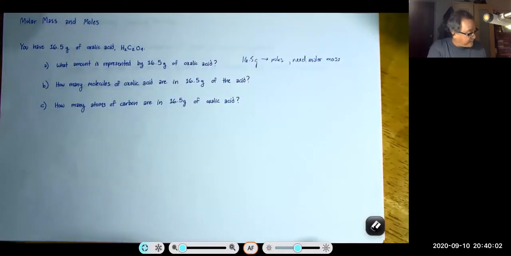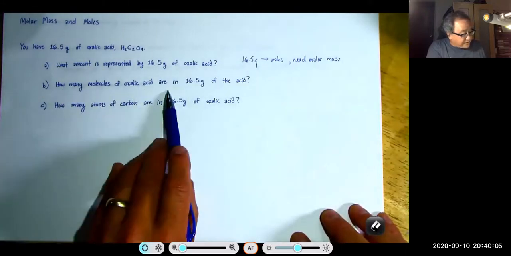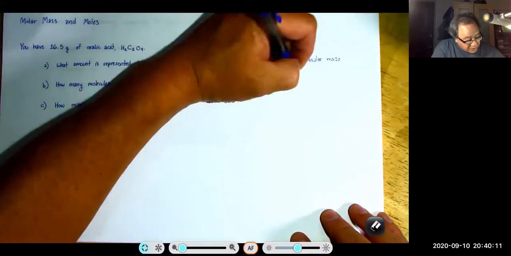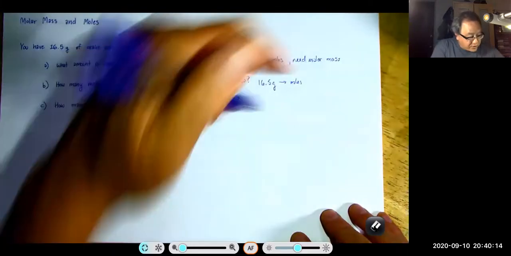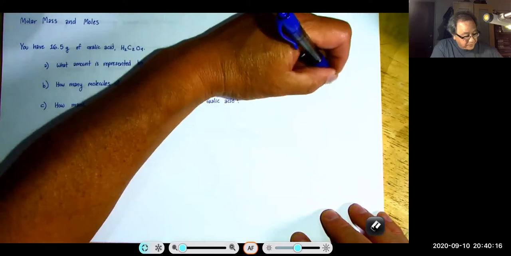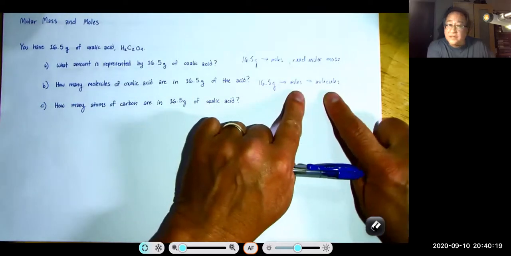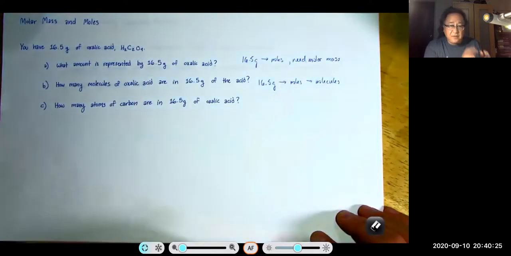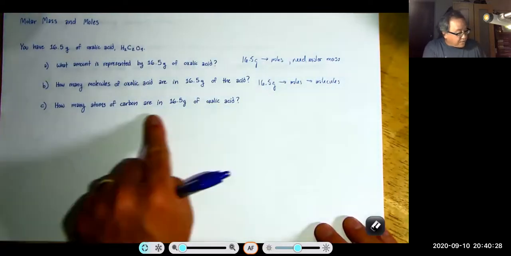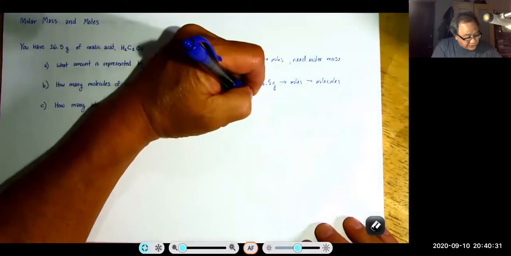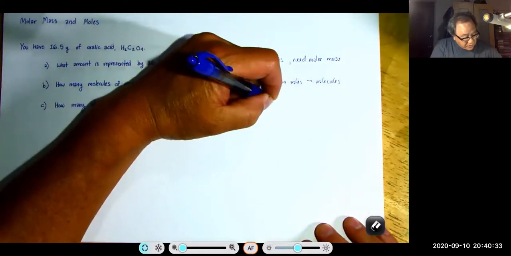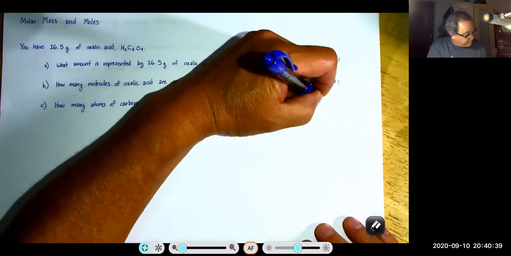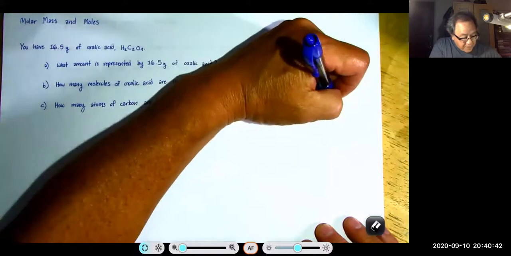So that's one of the things we need to do for this particular problem, is figure out the molar mass of oxalic acid. How many molecules of oxalic acid are in 16.5 grams of the acid? Well, we'll take our 16.5 grams, turn that into moles, and then we'll turn that into molecules. So these are different words, mind you. One is not the abbreviation of the other. Mole is an amount and molecule is a type of particle. How many atoms of carbon are in oxalic acid? My suggestion is we do 16.5 grams to moles to molecules and then to carbon atoms.